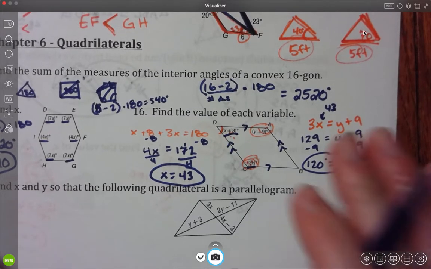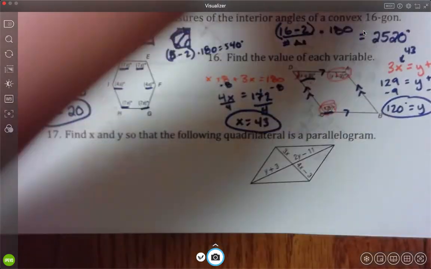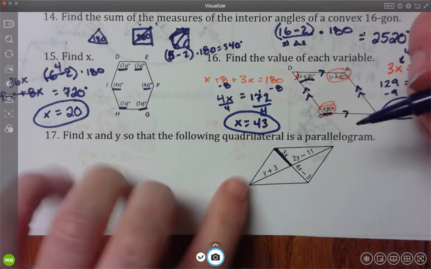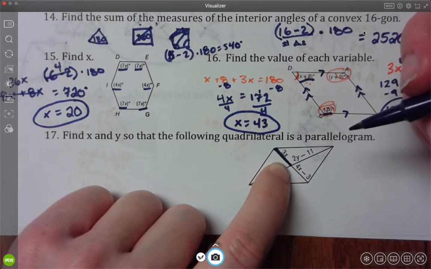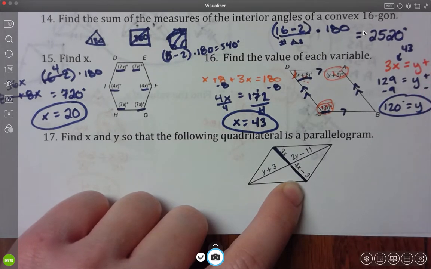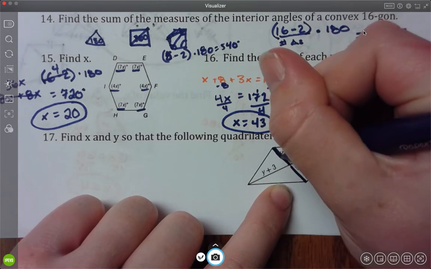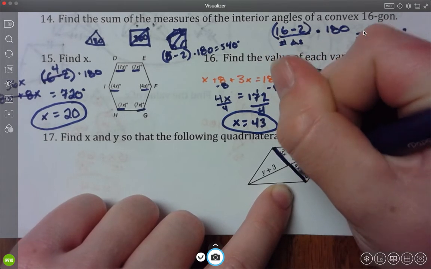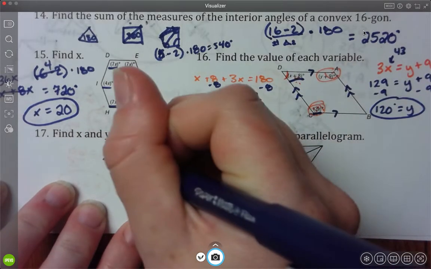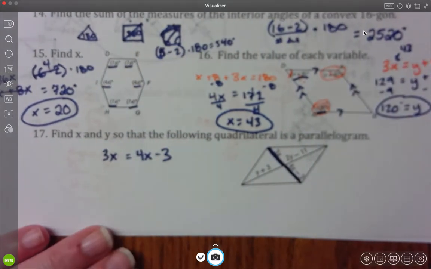Okay, last one. Find x and y so that the following quadrilateral is a parallelogram. Okay, so what they're referring to right here, this length of that diagonal is 3x. This length of that diagonal is 4x minus 3. Okay, in a parallelogram, those two are bisecting each other, which means that this length from here to here is going to be the same as the length from here to here. So I can set those equal. 3x has to be equal to 4x minus 3. Okay, those two pieces have to be equal to each other.